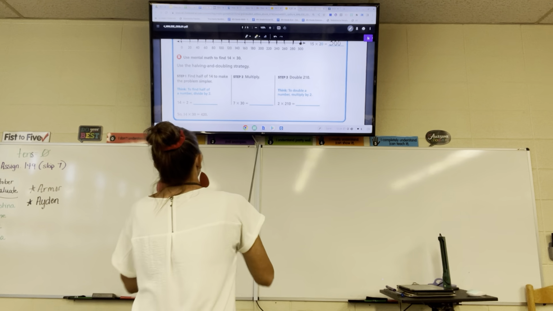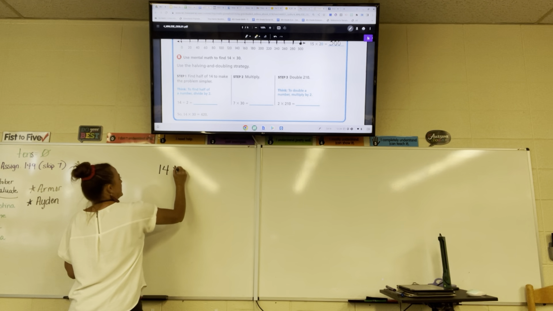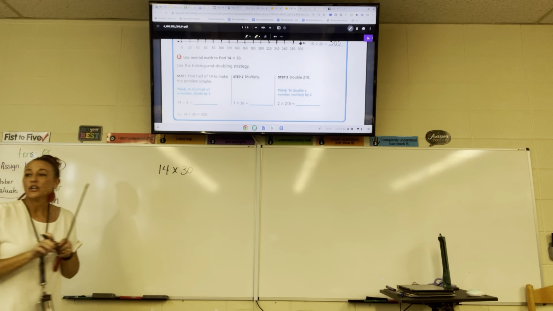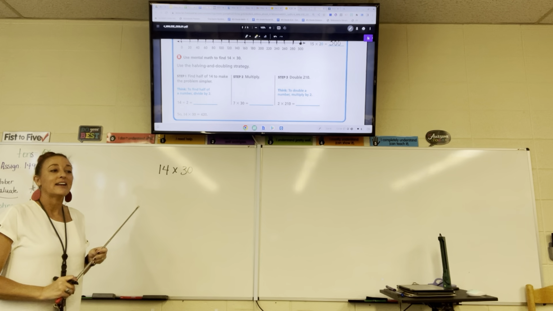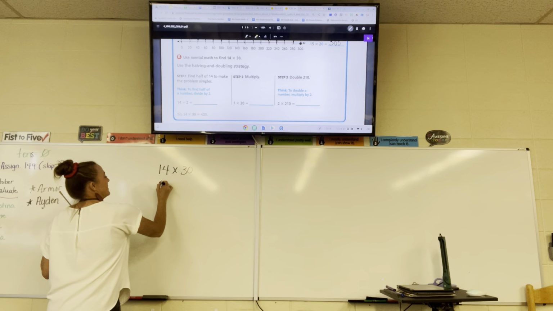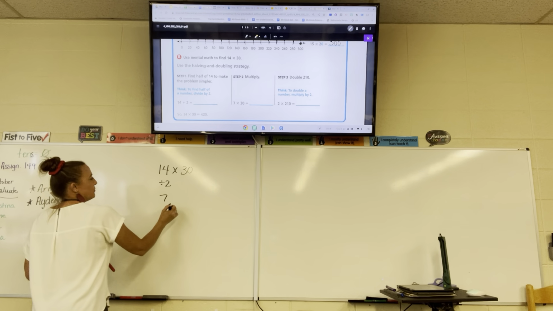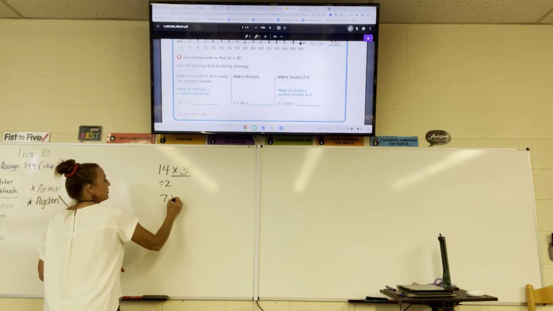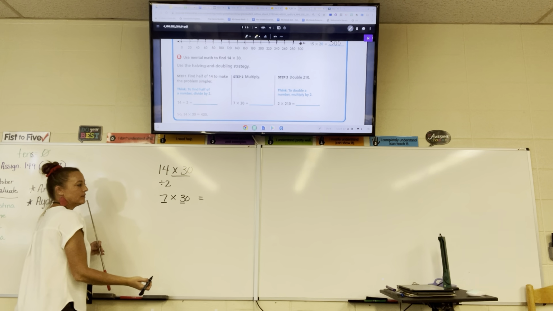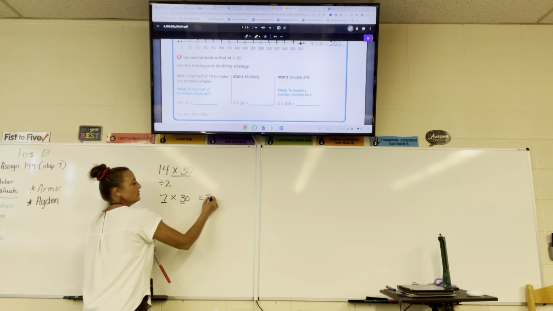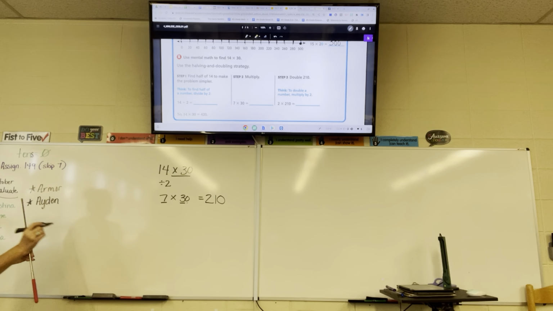Nice job. Okay, so on this one, you guys remember mental math? So mental math was a little bit of a challenge. On this one, we're going to use the halving and doubling strategy. So we're going to take 14 and cut it in half. What is half of 14? Seven. So 14 divided by 2 is 7, and the rest of the problem is times 30. So 7 times 30, what's our basic fact? 7 times 3. Which equals? 21. And then we bring over? The 0. 210.